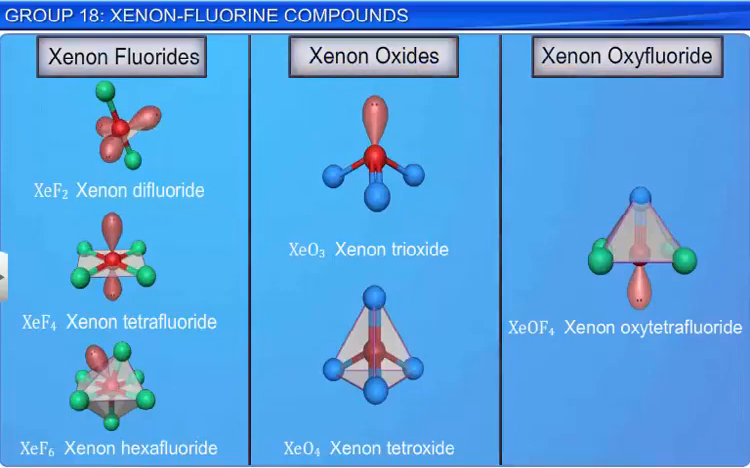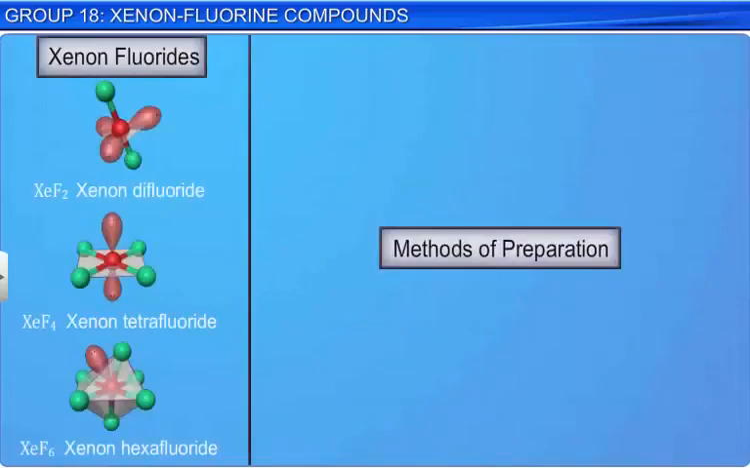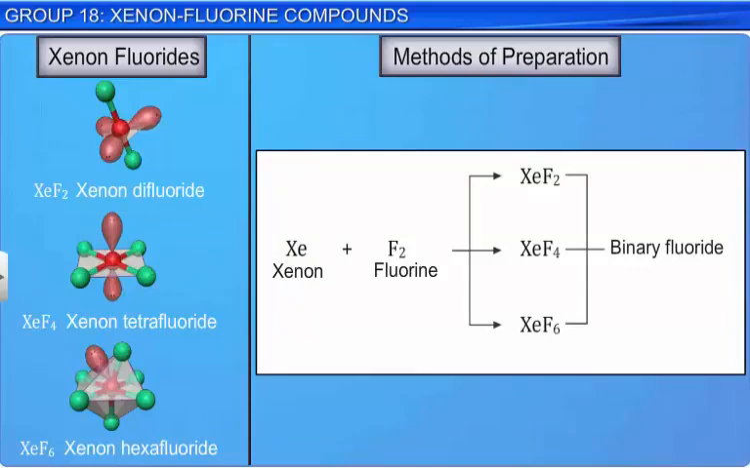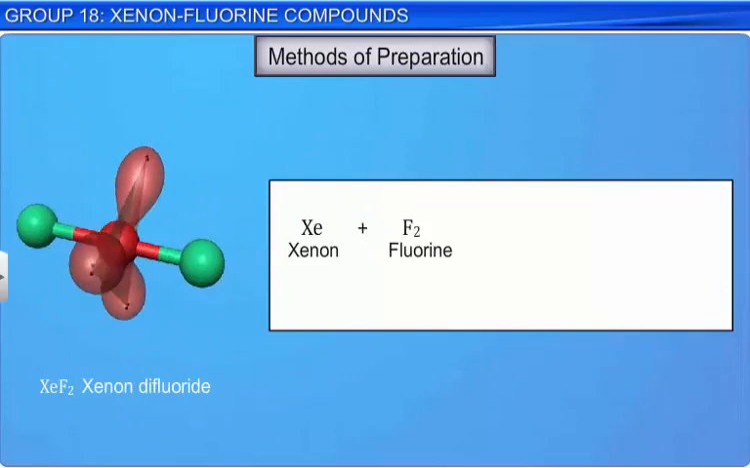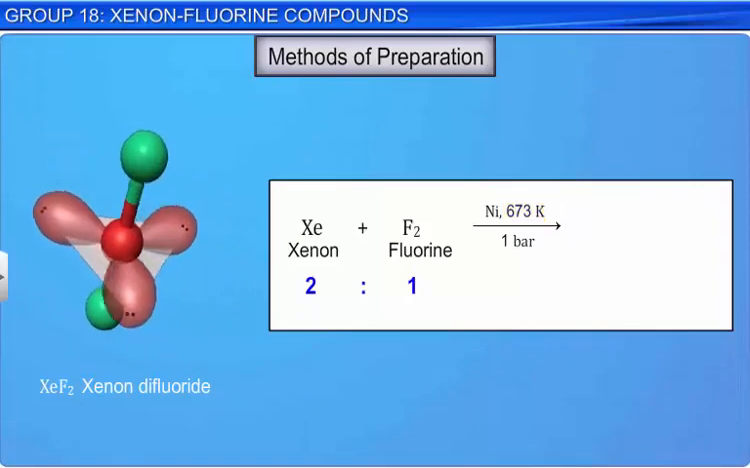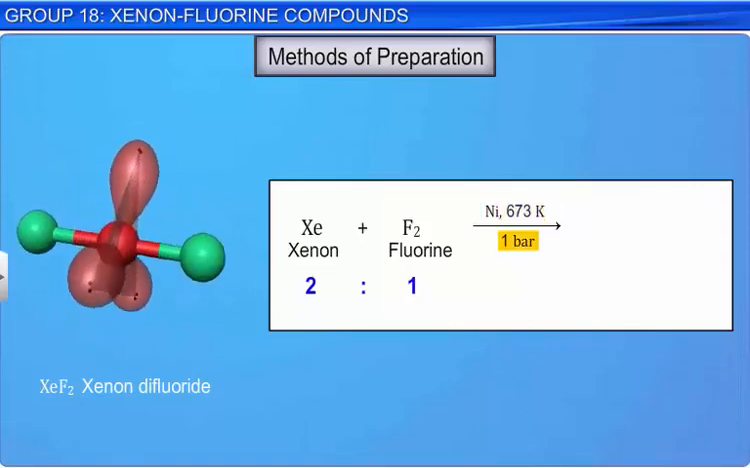Let us first discuss the methods to prepare xenon-fluorine compounds. Xenon directly reacts with fluorine to form a binary fluoride, which may be xenon difluoride, xenon tetrafluoride, or xenon hexafluoride. The product depends on the ratio in which xenon and fluorine react. When a mixture of xenon and fluorine in the ratio of 2:1 is heated at 673 Kelvin in a sealed nickel vessel at 1 bar pressure, xenon difluoride is formed.